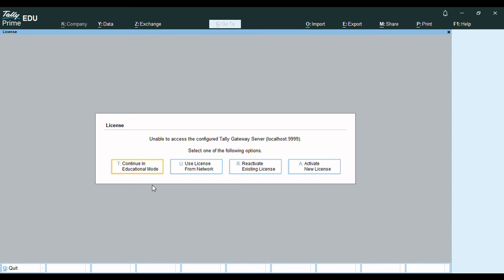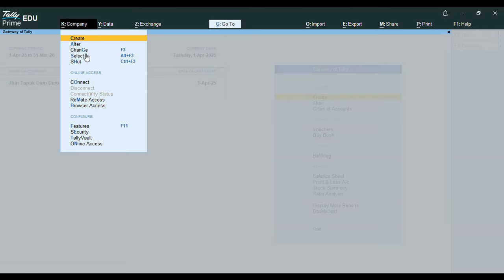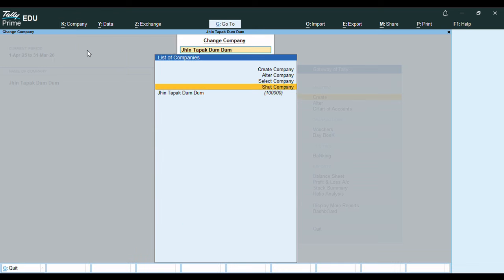Okay, so we'll start with the questions. This is our TallyPrime 6.2. We will work in continuous educational mode. In education mode, F3 is the shortcut key for creating a company. We will go to create, or company create, and this is company create.